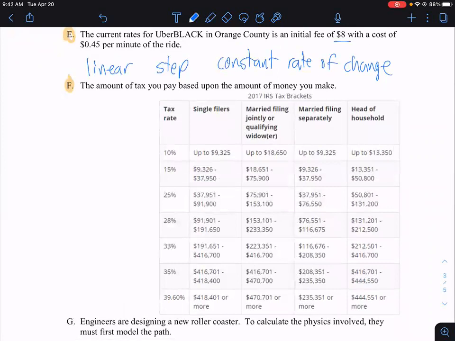Okay, F, this one would be piecewise, right? Because depending on your situation, you are charged differently.